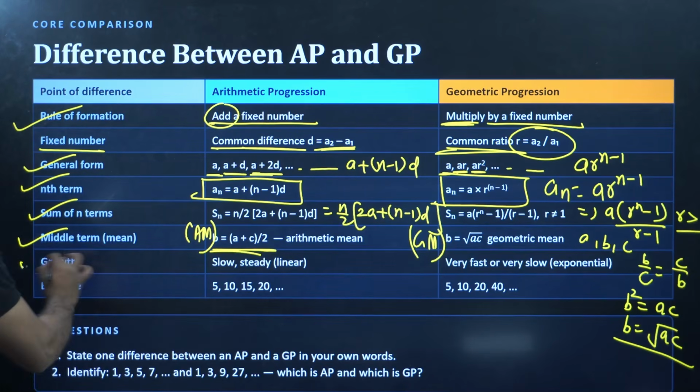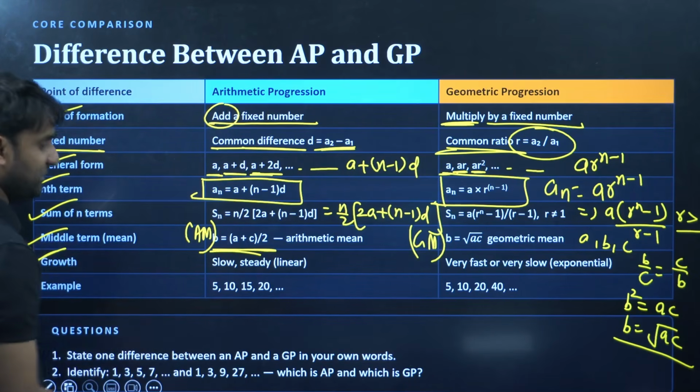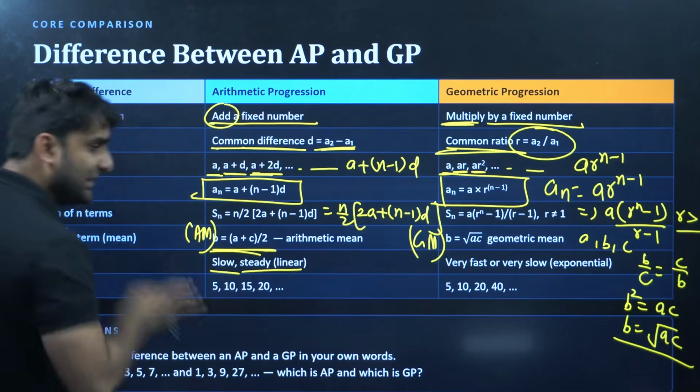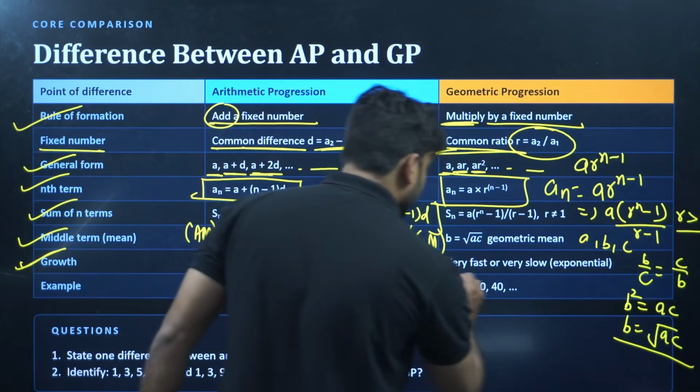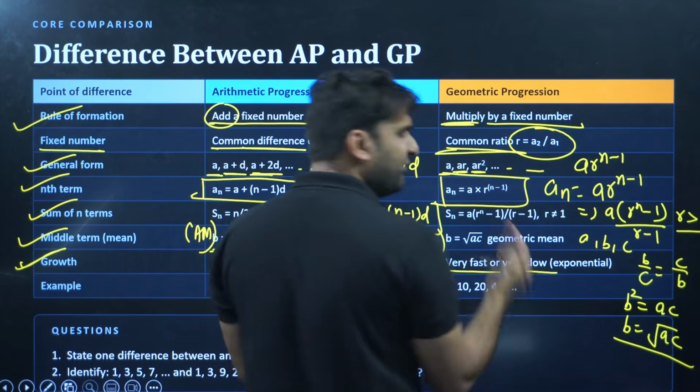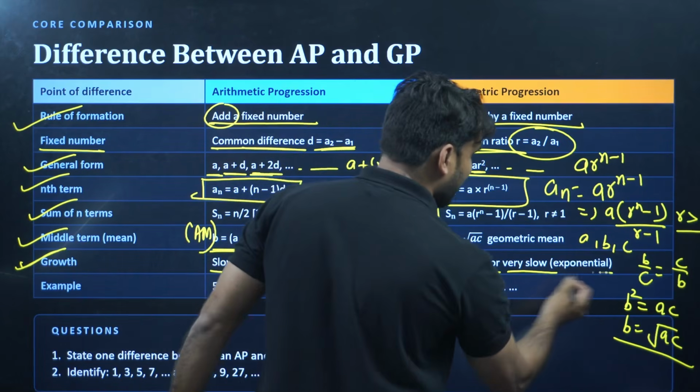Okay. If we talk about growth in AP, it is slow and steady, and a linear line will be there. But if we talk about geometric progression, sometimes very fast, sometimes very slow, and the graph will be exponential.